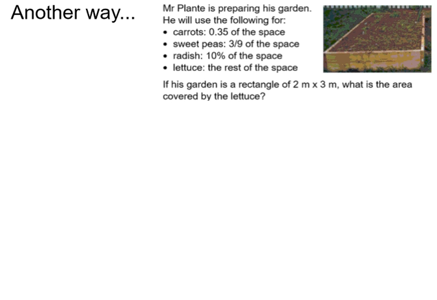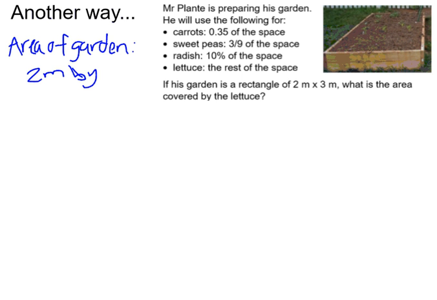So, another way we can do it is we can decide to find the area of the garden and then find the area of each part right away. So let's find the area of the garden. So the area of the garden is 2 meters by 3 meters. So we have to do 2 times 3 and we get 6 meters square. So that's the area of your garden.